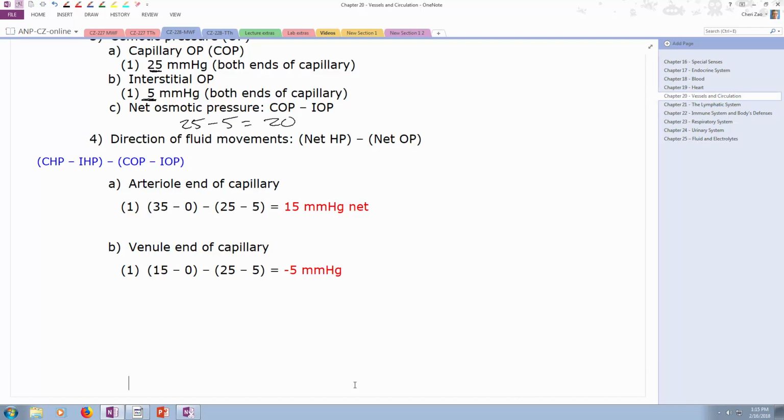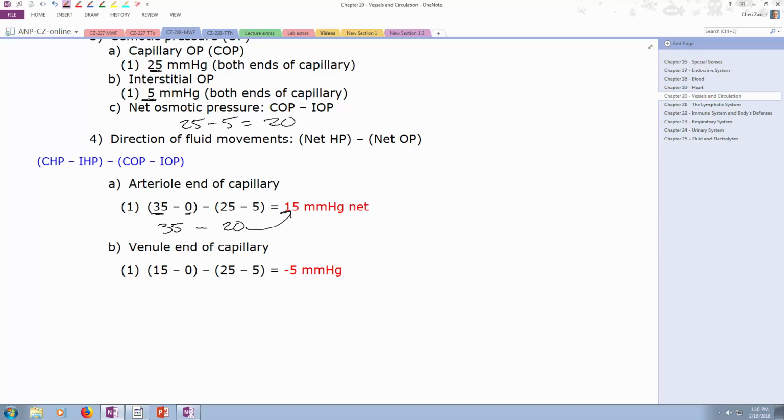Okay, arterial end. Well, capillary hydrostatic pressure minus the interstitial hydrostatic pressure is 35. We've already discussed this. That's pushing the fluid out into the interstitium. Well, we don't push out that much into the interstitial spaces because we have osmotic pressure combating that. So 35 minus the 25 minus 5, which is 20, ends up giving us 15 millimeters of mercury worth of fluid being pushed into the interstitial spaces.